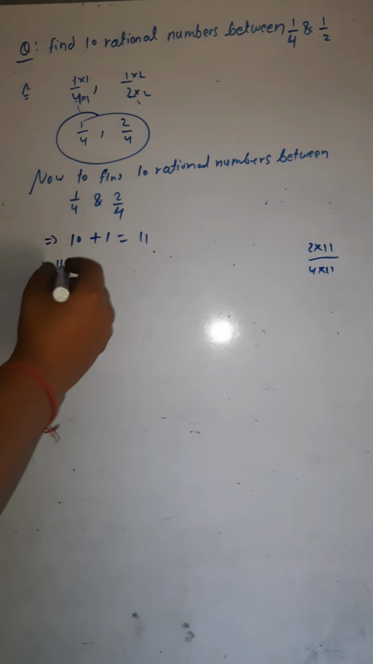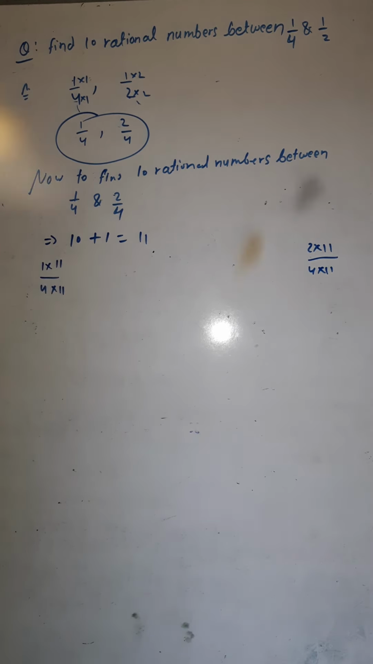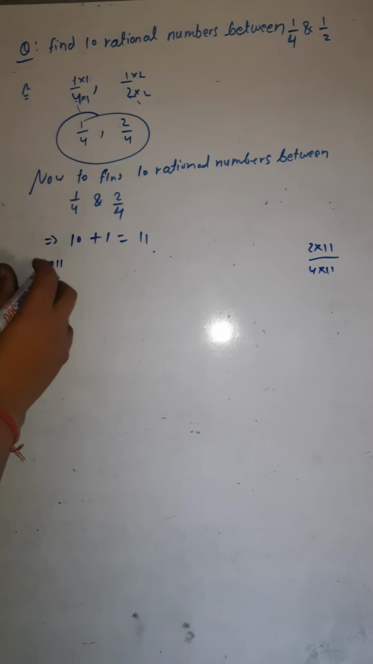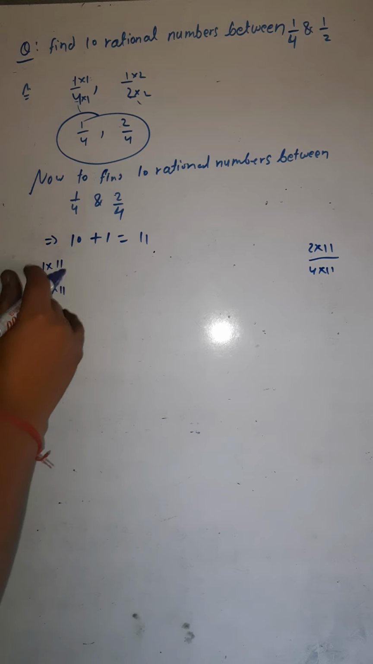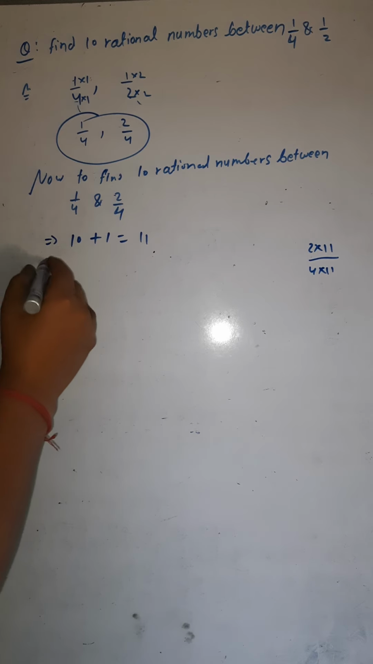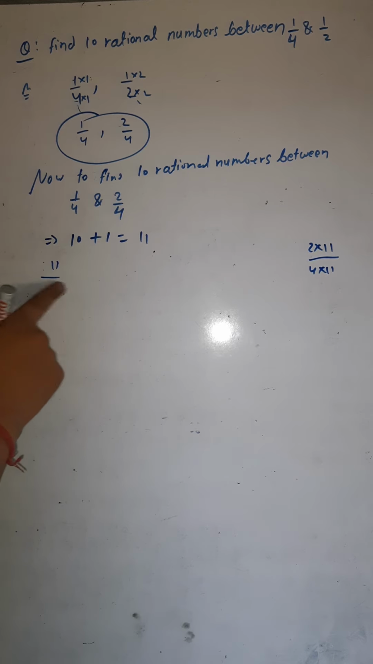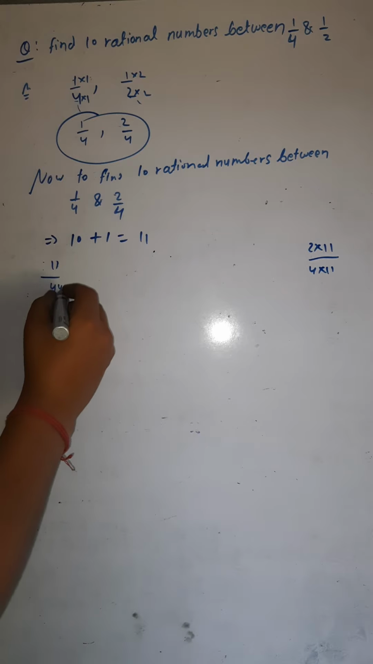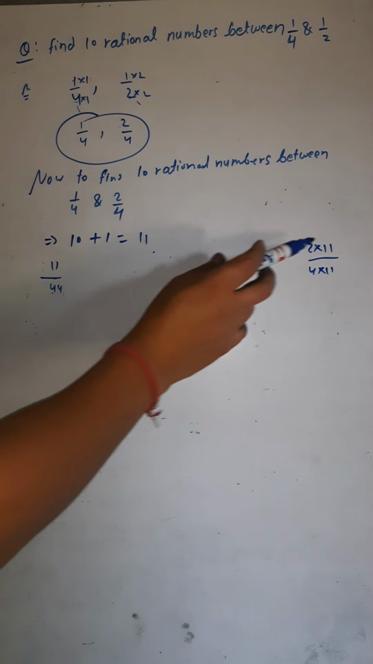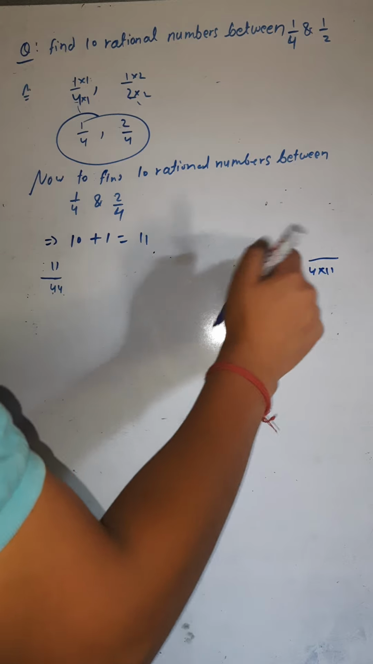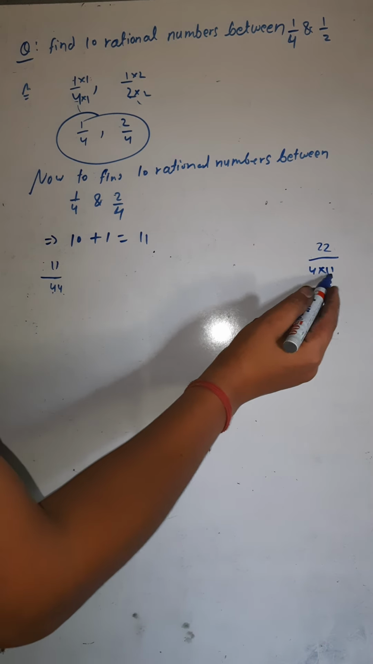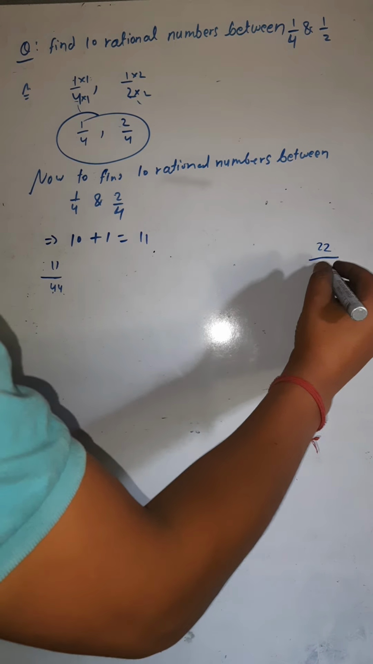Okay. Now just write down 11 ones, how much is this? 11 ones are 11. So this would be 11 ones are 11. 11 4s are 44. So I can write it 11 by 44. Similarly here 11 2s are 22. So let me write here 22. And downside 11 4s are 44. So let me write here 44.